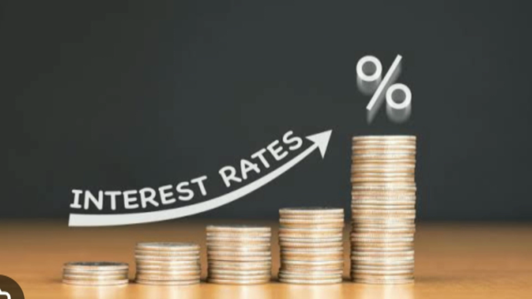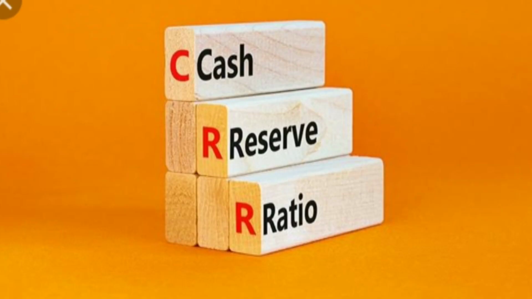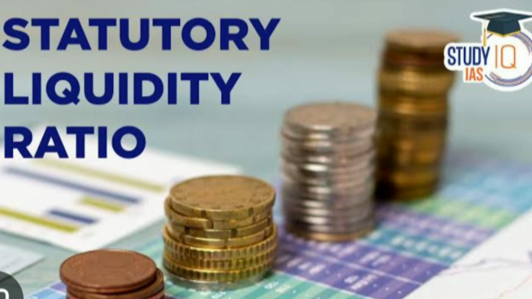To do this, tools like CRR, which is cash reserve ratio, then SLR, which is statutory liquidity ratio, then marginal standing facility, bank rate, then repo rate, which has been increased to 6.5%, reverse repo rate, open market operations, etc. And from these, the most active instrument is repo rate. So now we'll look at what repo rate is. Repo rate is the interest which the central bank like RBI charges commercial banks. Now, how does it affect inflation or GDP?